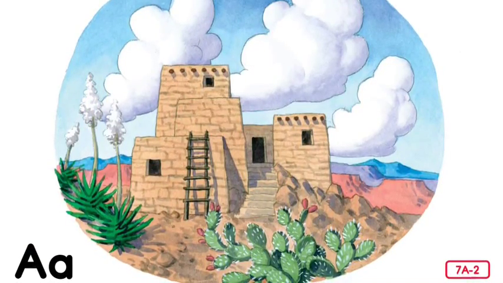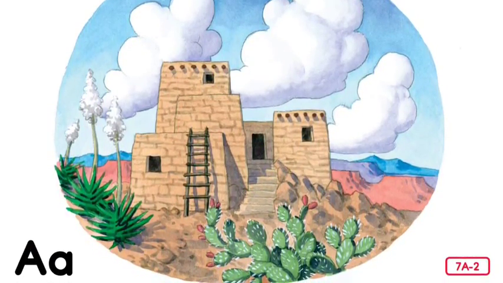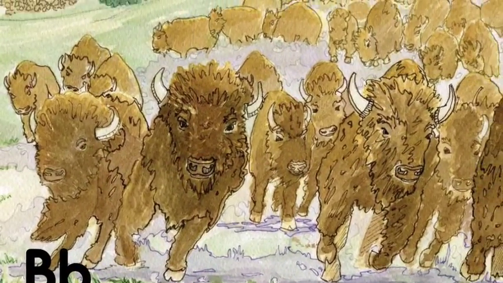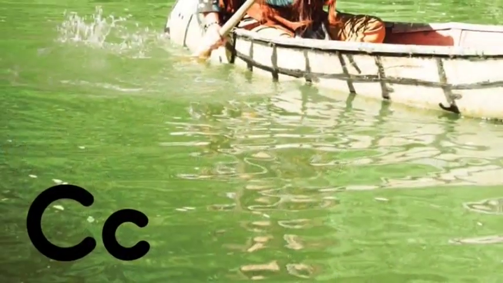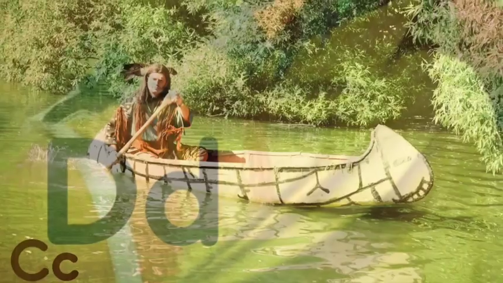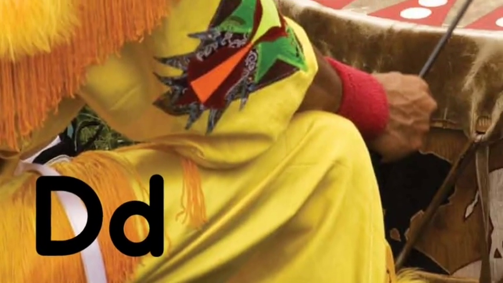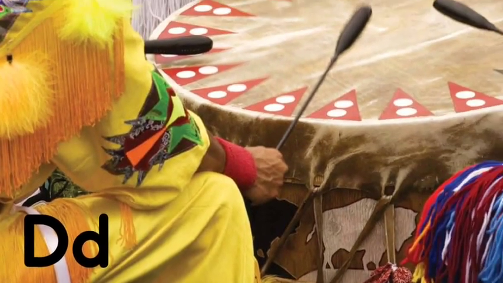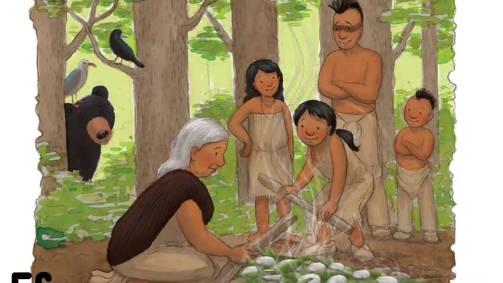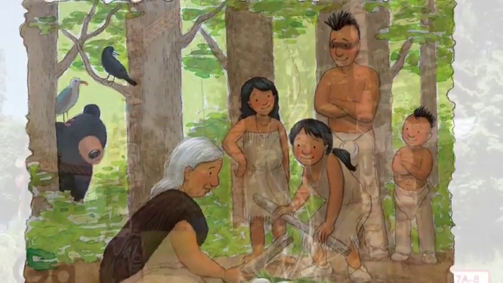A is for adobe bricks made Pueblo houses. B is for buffalo that galloped across the plains. C is for canoes that drifted on silent rivers. D is for drum songs sung long ago. E is for elders who led their tribe in prayer. F is for feasts made up of clams and corn.